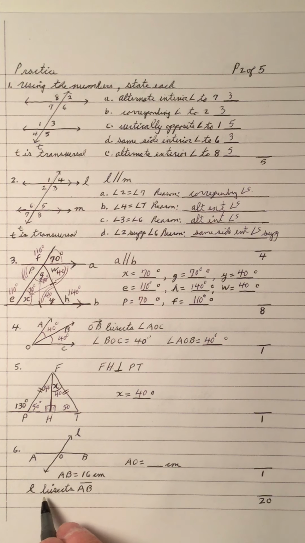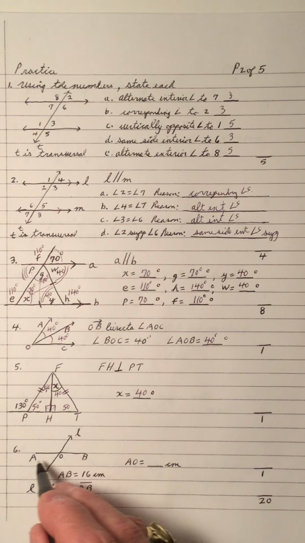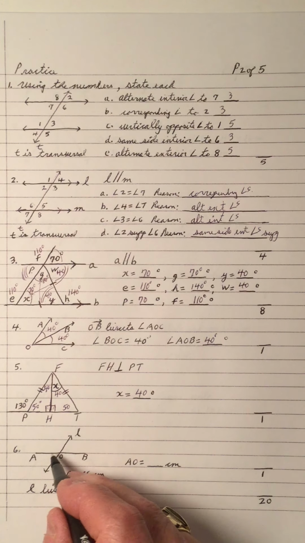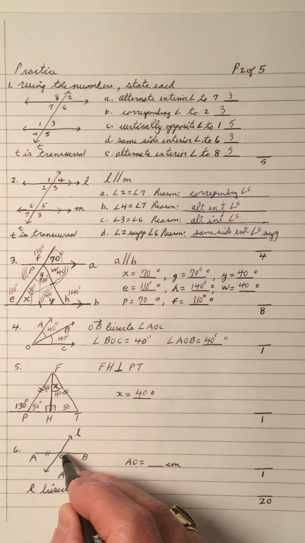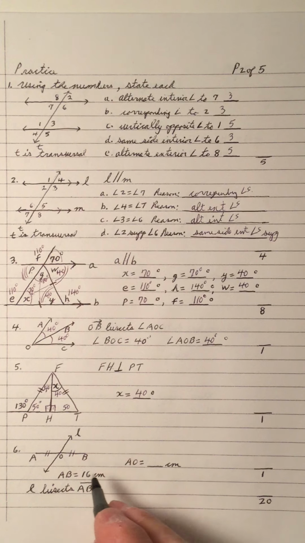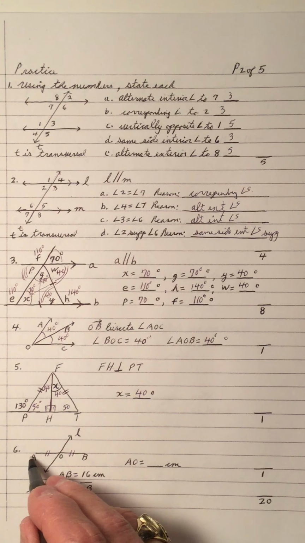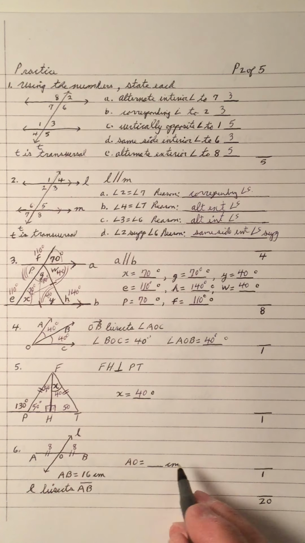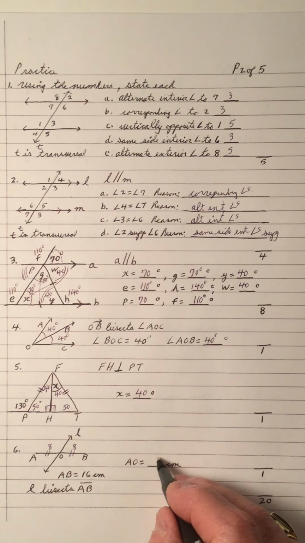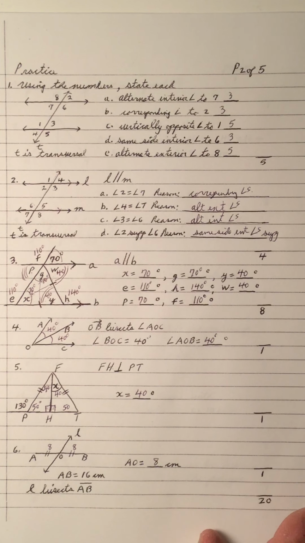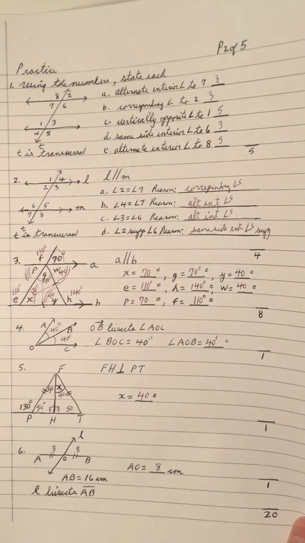Number 6, it says that L bisects AB. L, this line right here, bisects this segment AB. So if that bisects that, that means that OA equals OB because bisect means cut in half. So if AB is 16, if all of this is 16, it must mean that that's 8 and that's 8. So OA is 8 because it's cut in half. Total your page to see how many I got right. And let's keep going.